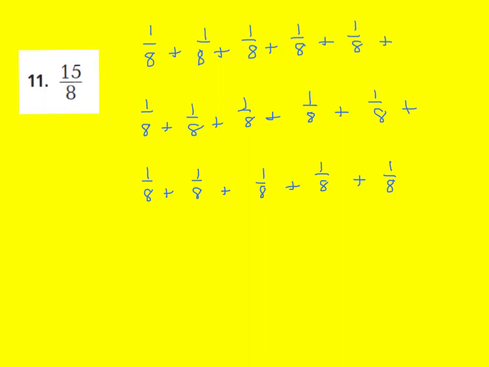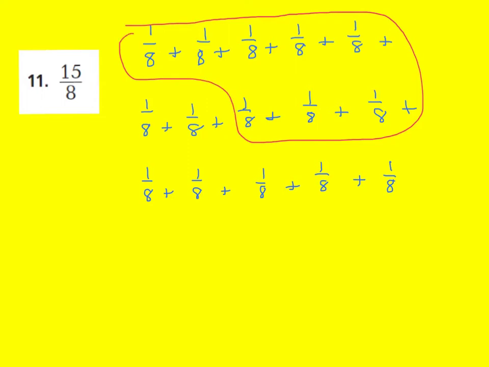Okay, for number 11, the question says 15/8. We want to change that to a mixed number. So of course you want to show your sum of unit fractions and what 15/8 would look like. You would have 15 groups of 1/8. Now I want to make this a mixed number, so I have to make a whole. Remember, a whole would be 8/8. So I need to group 8/8. 1, 2, 3, 4, 5, 6, 7, 8. That equals 8/8, which is 1 whole.